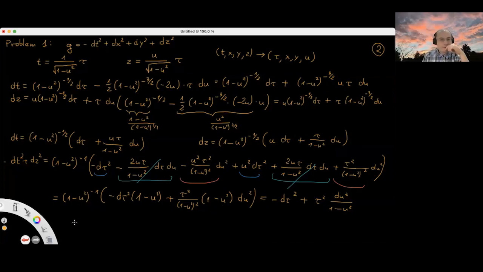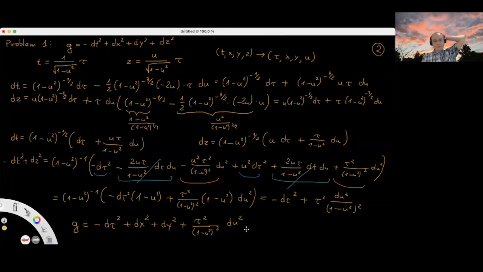So summarizing, the new metric will take the following form. We have minus d tau squared, so tau plays the role of our new time, plus dx squared plus dy squared. And there's only one new term, tau squared over, oh, this is squared, of course, over 1 minus u squared squared du squared. That's the metric in the new coordinates.